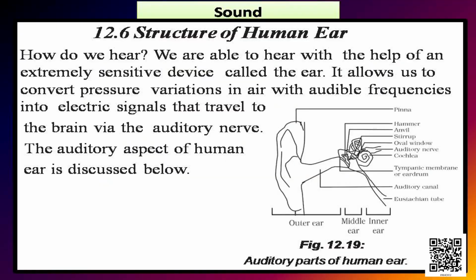Students, let us now discuss structure of human ear. How do we hear? We are able to hear with the help of an extremely sensitive device called the ear. It allows us to convert pressure vibrations in air with audible frequencies into electric signals that travel to the brain via the auditory nerve. So students, let us discuss the auditory aspect of human ear. Okay?